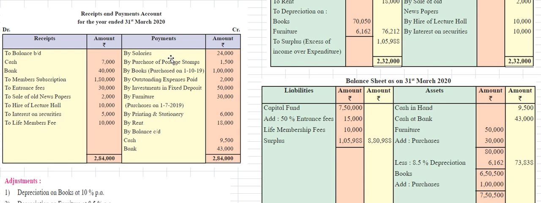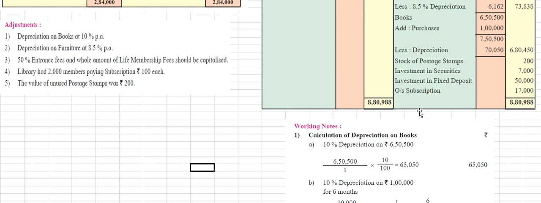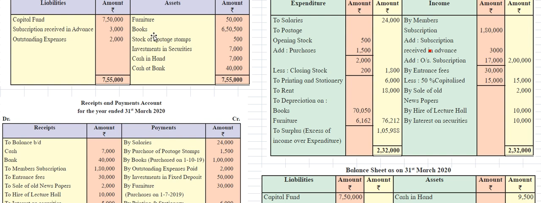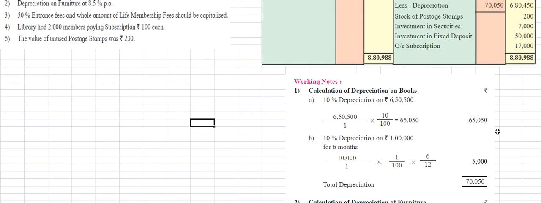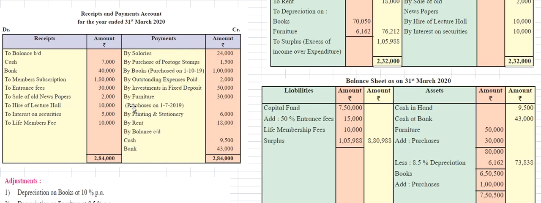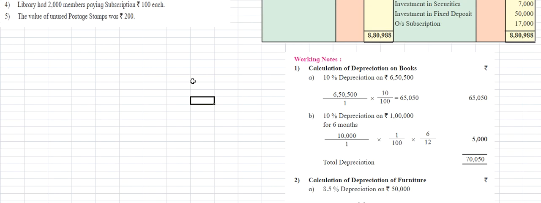This adjustment we calculated in the 10th sum, so we follow the same method. The calculation of depreciation on books is 10% depreciation on 6 lakhs 50,500 rupees, which is the opening stock given on the asset side. Ten percent of that is 65,050 rupees, the depreciation amount. And depreciation on 1 lakh for 6 months, since those books were purchased on first October, so we need to consider 6 months.